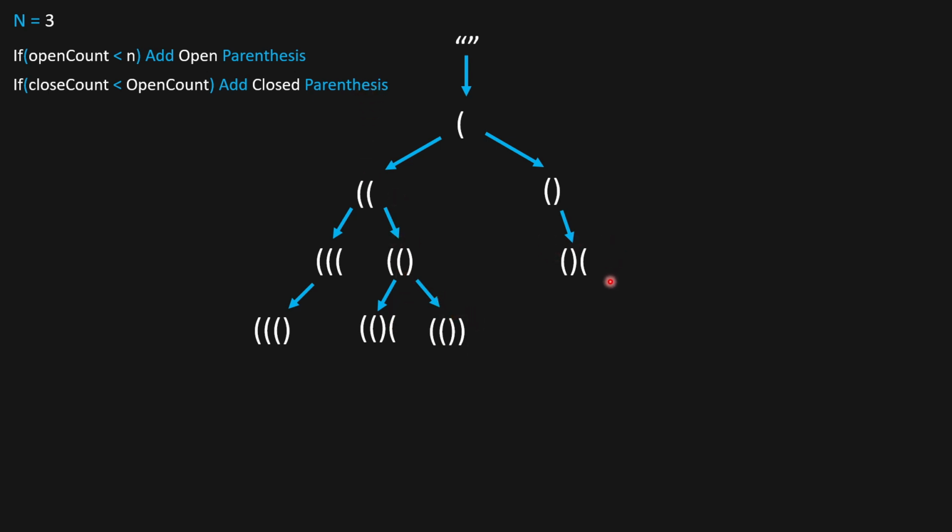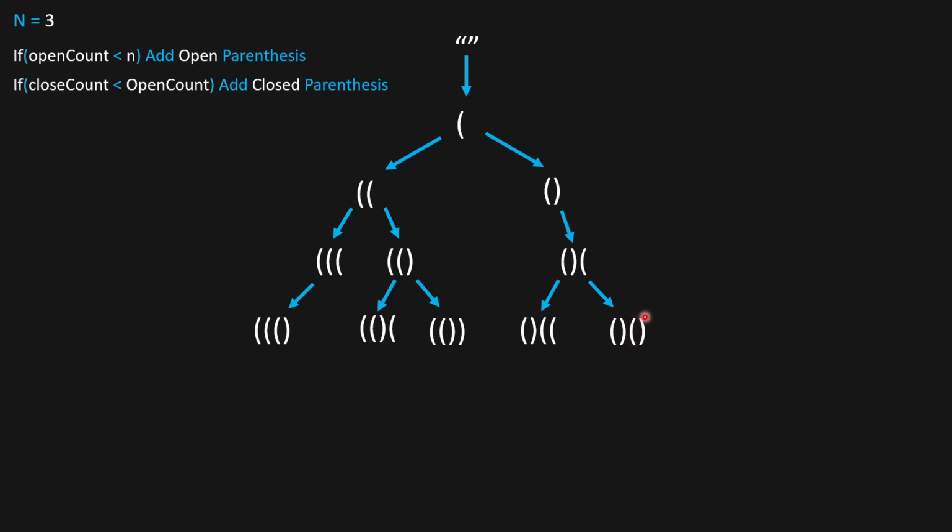Then we're going to repeat the same thing for this one. We're going to be like, is open count less than n? Well, open is 2 and n is 3. So we can add another open. And is close count less than open? Well, open is 2 and close is 1. So we can actually add another closed. So let's do that. We're going to add another open parenthesis. And we're going to also add another close parenthesis.